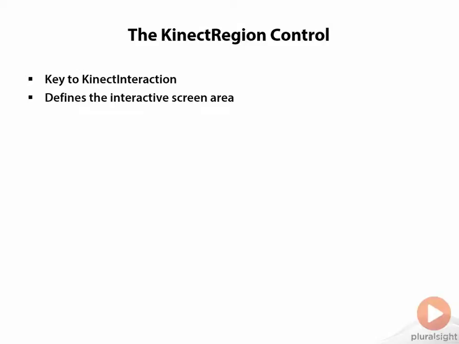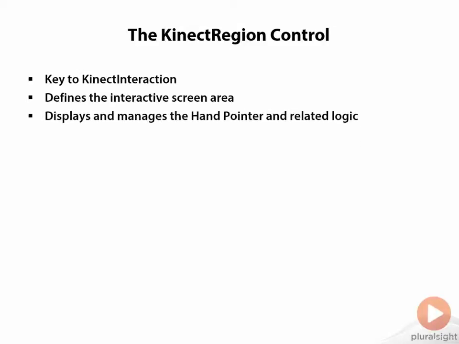The last step before we can see something from the Kinect interactions is to add a KinectRegion control to the XAML. The KinectRegion control is the key element of Kinect interactions in WPF. It defines the screen area where interactive elements are placed and where they can be manipulated. KinectRegion is also responsible for displaying and moving the hand cursor.